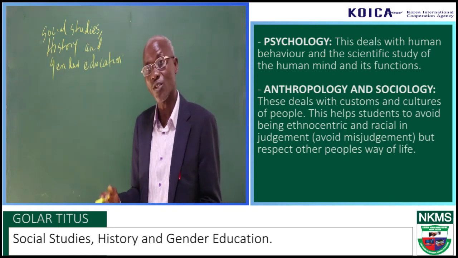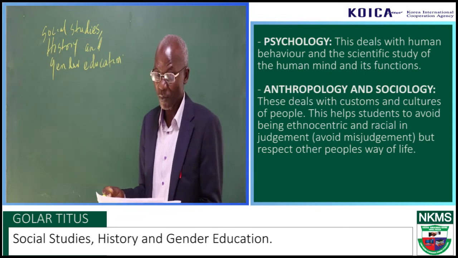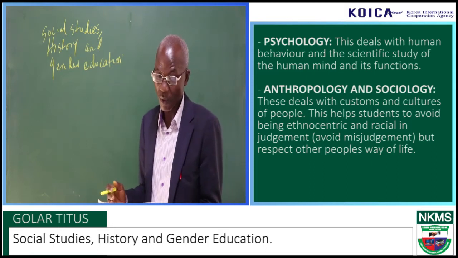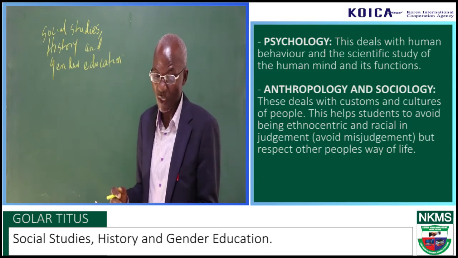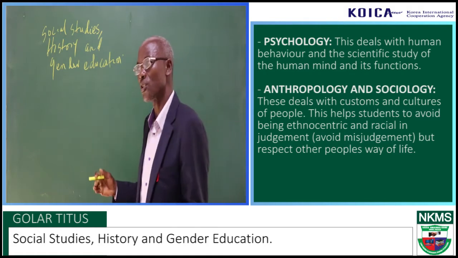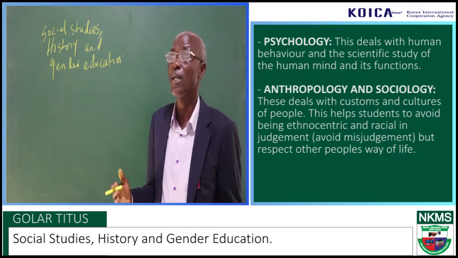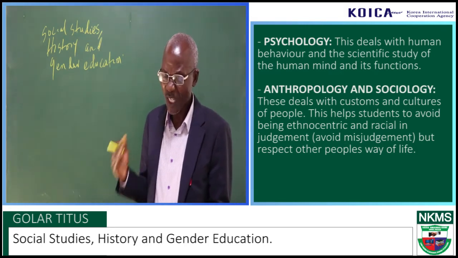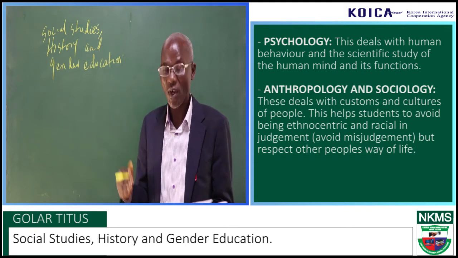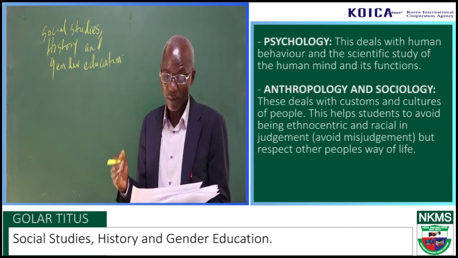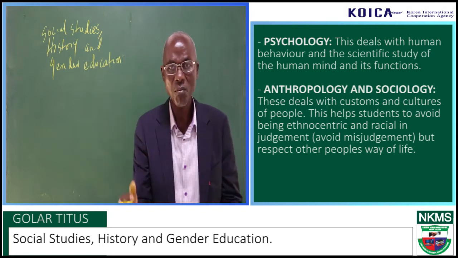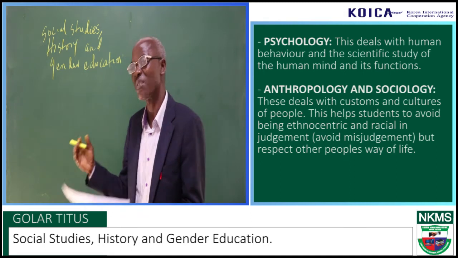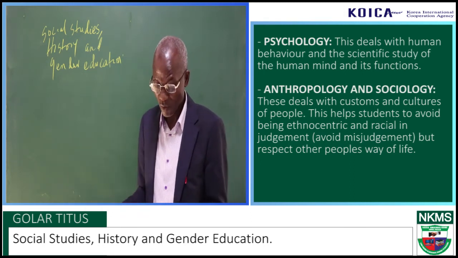Now, anthropology and sociology can be in one place as a field. This deals with customs and cultures of people. This helps students to avoid being ethnocentric. An ethnocentric student is that student that looks at his culture as the best and looks down on other people's culture. That also helps solve the problem of racism. So it helps us to avoid misjudgment of people's different kinds of culture, and helps students to respect other people's cultures in spite of differences.